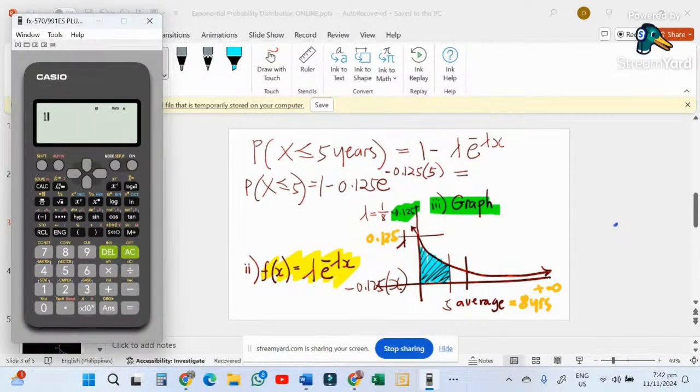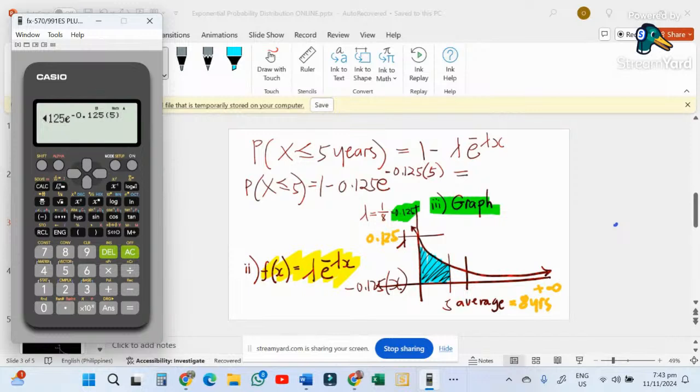So that is 1 minus, open bracket, 0.125, and then shift E there, and then negative, that is 0.125, 0.125, and then the x. Our x is actually 5 because we are interested in less than 5. So less than 5 would be 1 minus that.